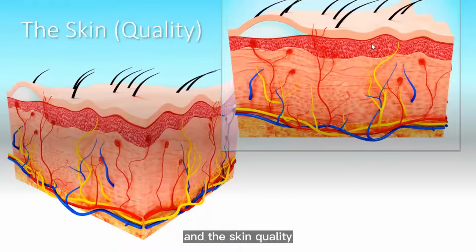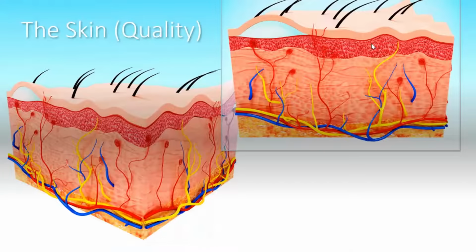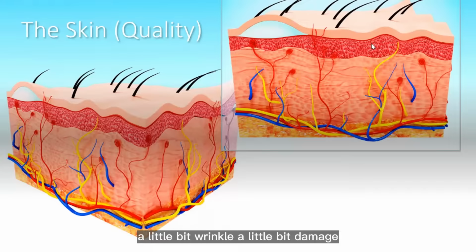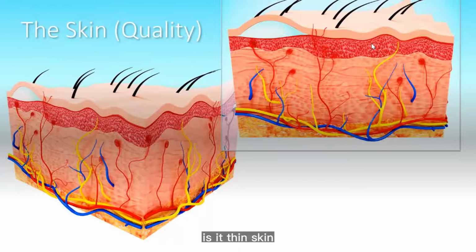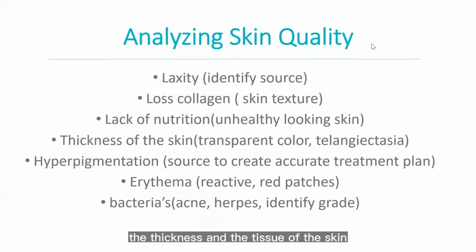And the skin quality, when we look at the skin quality, we're looking at superficial skin, what we see on the outside, right? That skin is going to look maybe a little bit transparent, a little bit see-through, a little bit weak, a little bit wrinkled, a little bit damaged. We're going to see that right on the quality of the skin. How is the skin looking? What is the quality of the skin? Is it thick skin? Is it thin skin? This way we can determine also what procedure we're going to be doing, looking at the quality, the thickness, and the tissue of the skin.